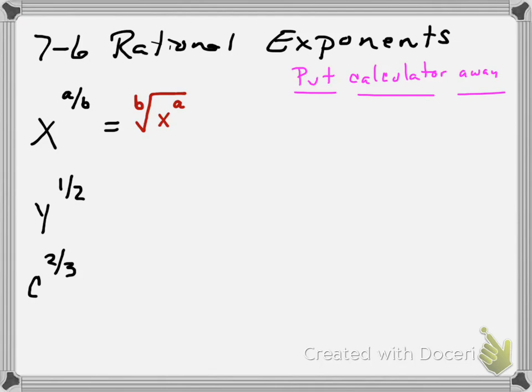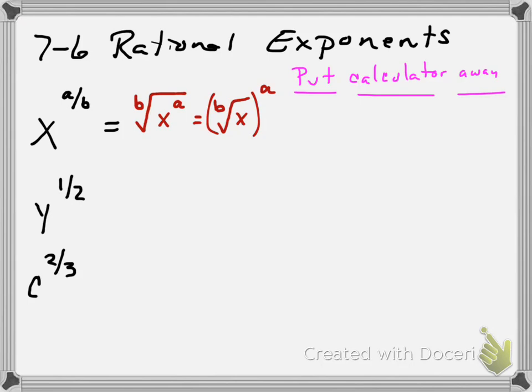A variation on that is that you can float that a outside the root if you want to, and that works just as well. So the denominator is the index of the root, and the a stays on the x as x to the a power. Or the a can be used as an exponent for the whole thing.